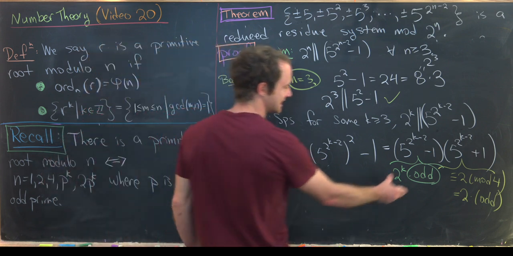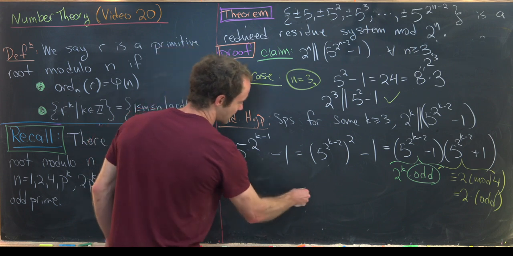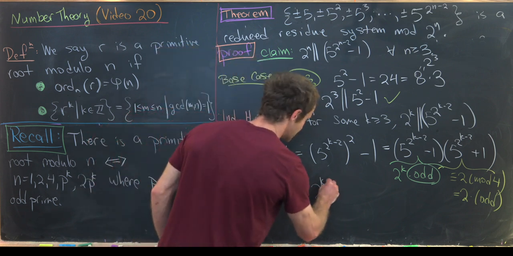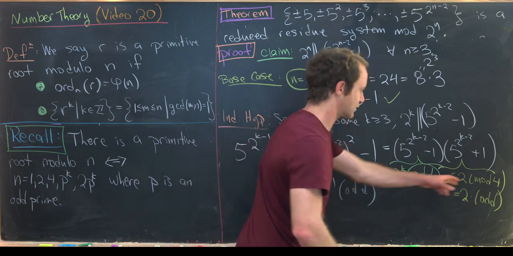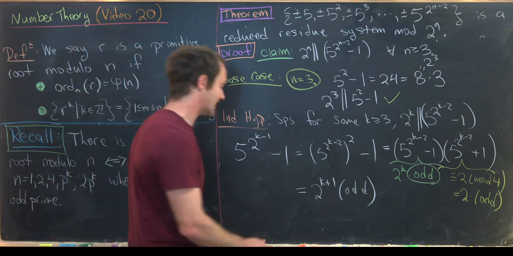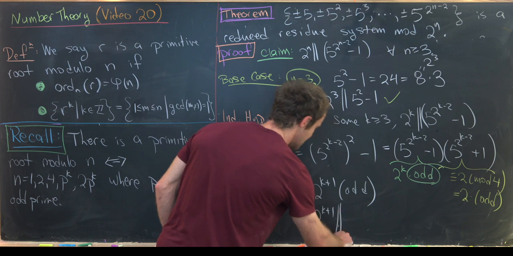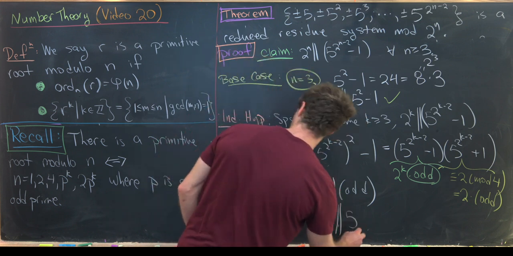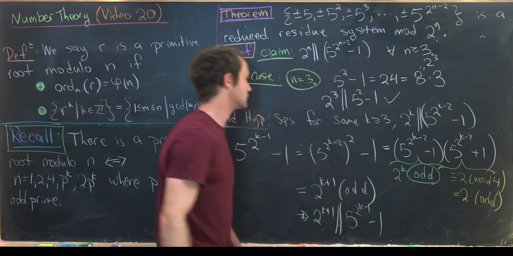But now putting this thing in light green and this thing in yellow together, we see that this object right here is equal to 2 to the k plus 1 times some odd number, which is the product of that green and yellow odd number. But that's exactly the same thing as saying that 2 to the k plus 1 is the largest power of 2 that divides into 5 to the 2 to the k minus 1 minus 1.